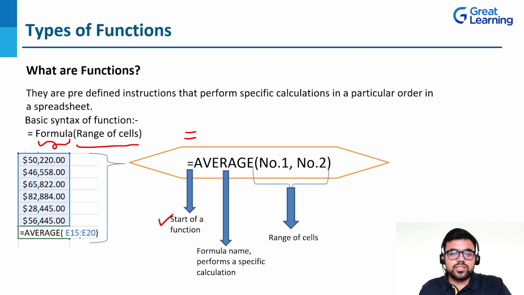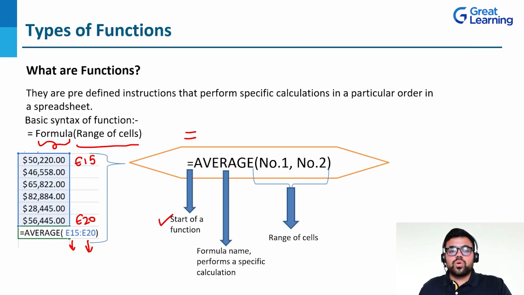Let's look at this example in which it's written E15 and E20. E15 is the first cell and E20 is the last cell for the dataset on which we want to do that specific calculation. In this case, 50,220 is E15, and 56,445 is E20. By clicking on the first cell and dragging it towards the last cell, we get the range of the cells. Then we close the parenthesis and press enter. It gives us the average of this dataset.